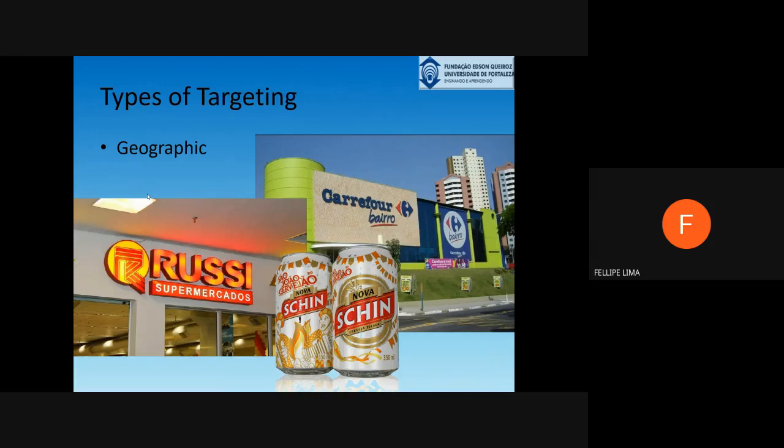Another kind of geographic segmentation: São João. São João is a national holiday, but there are specific states that celebrate São João festivities more than others, that have more festivities than other states. So you target those states, in the São João period, with your new brand of beer.